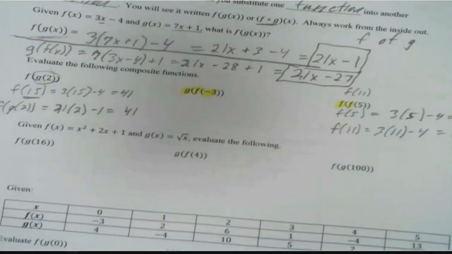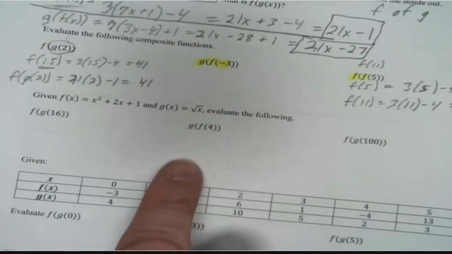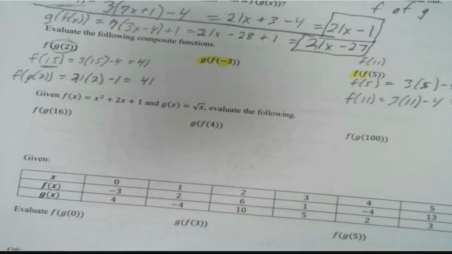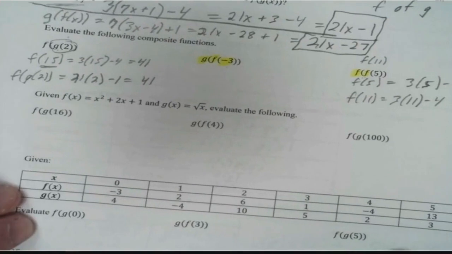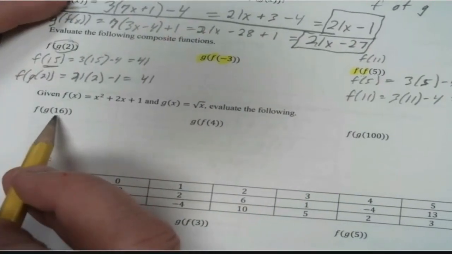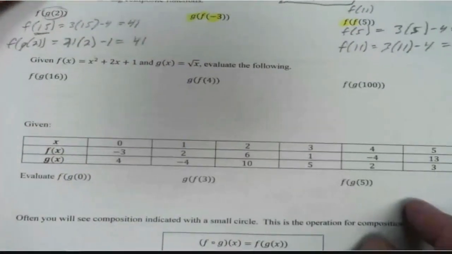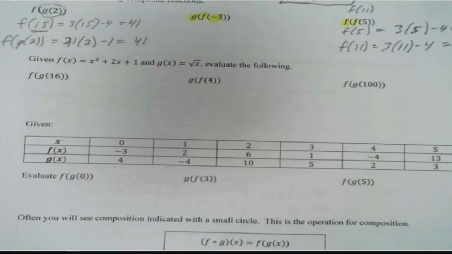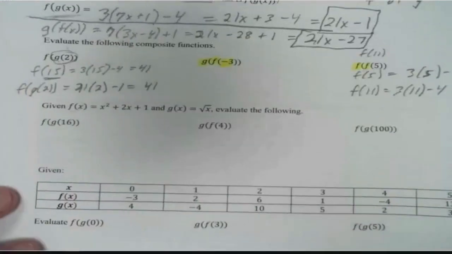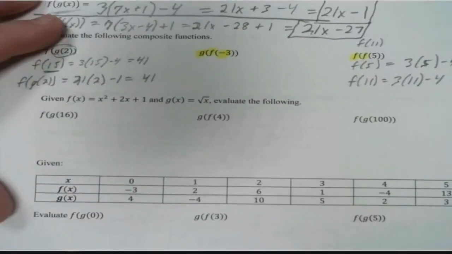All right. So they do the same thing down here, except for now we're dealing with a square root and a squared. So we probably need to work some of that. Let's see. So f of g of 16. Let's do f of g of 16.